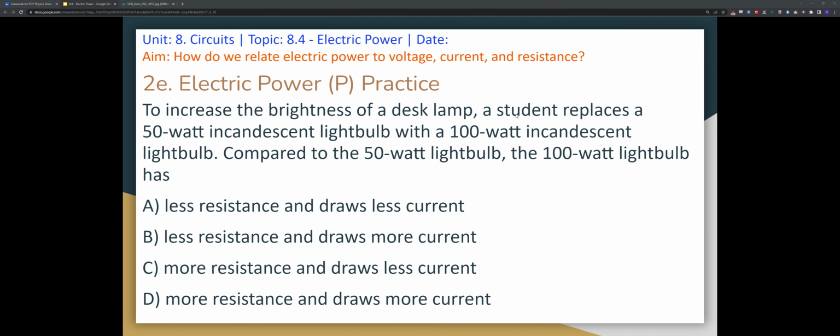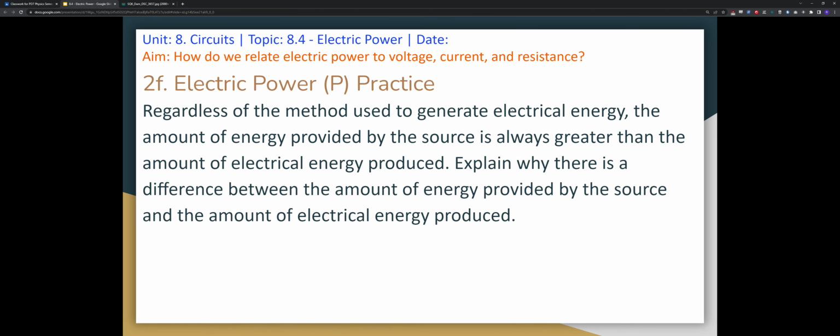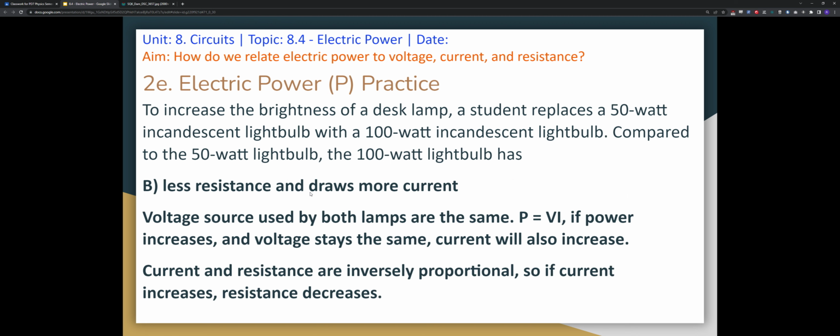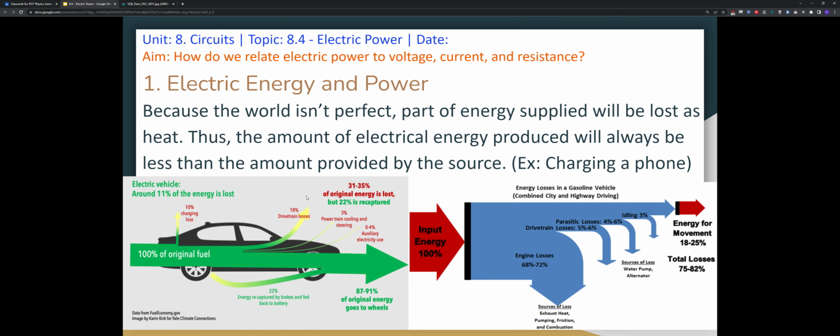All right. I'm going to end on that. The answer is there. Oh yeah, 2F. Regardless of the method used to generate electrical energy, the amount of energy provided by the source is always greater than the amount of electrical energy produced. Explain why there's a difference between the amount of energy provided by the source and the amount of electrical energy produced. Again, the reasoning goes back to the earlier idea, right? Some of your energy is lost as heat. Like, for example, charging your phone. Your phone does not get all the energy from the outlet. A lot of it is lost as heat, which is why your charger gets hot.